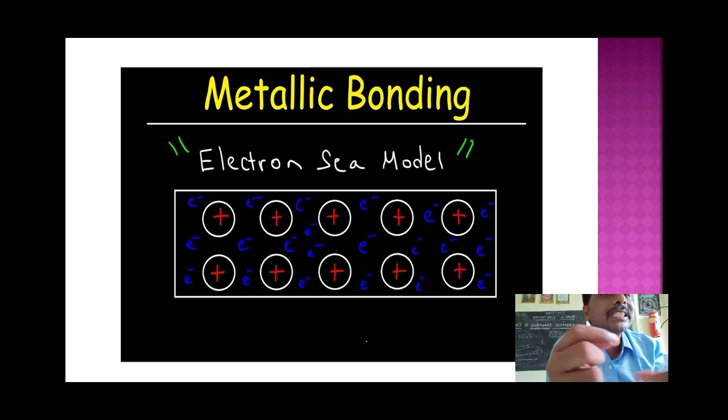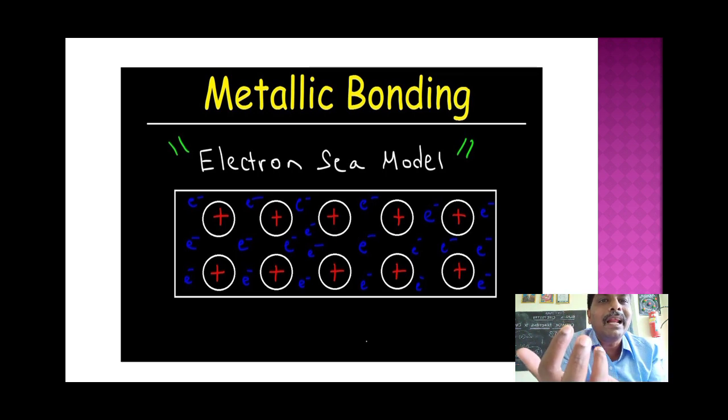So because of this electron sea only, metals are good conductors of electricity. Because of this electron sea, electron gas only, they act as good conductors of heat, good conductors of electricity. They exhibit some color. Some metals exhibit color.